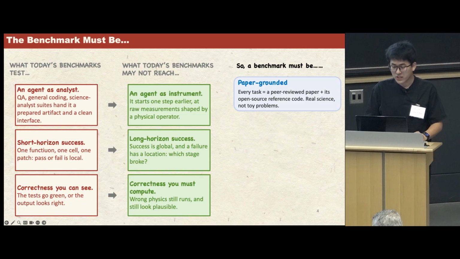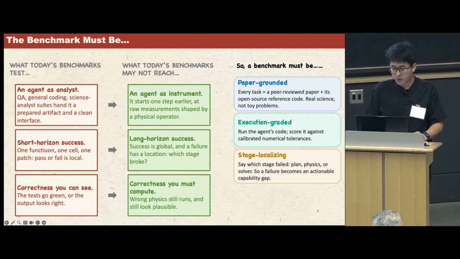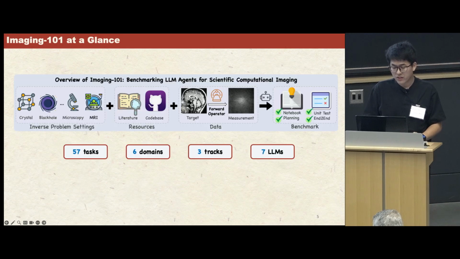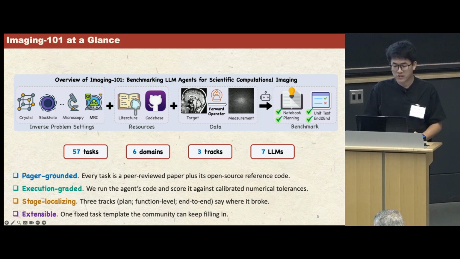So a benchmark for this has to be four things. The first is paper-grounded, then execution-graded, then stage-localizing, which means we need to tell where the agent breaks the pipeline, and finally, extensible. And that is our Imaging 101. There are 57 tasks, 6 scientific domains, 3 evaluation tracks, and 7 frontier LLM models, and it is built to meet exactly those four requirements. Let me spend the next two slides on the two design decisions that make this trustworthy, because that's really what a benchmark has to earn.